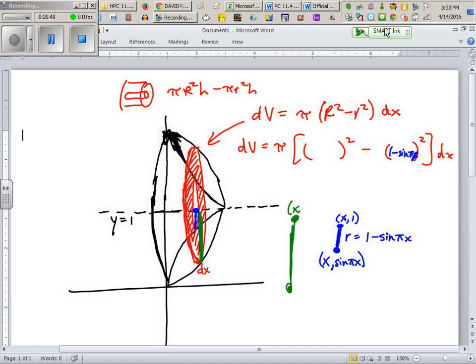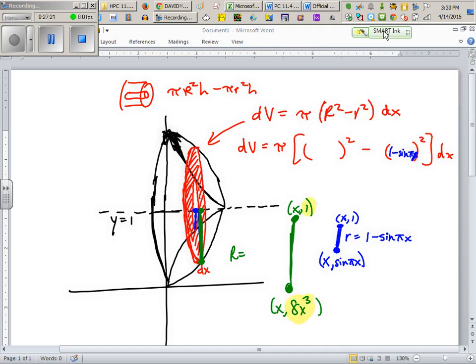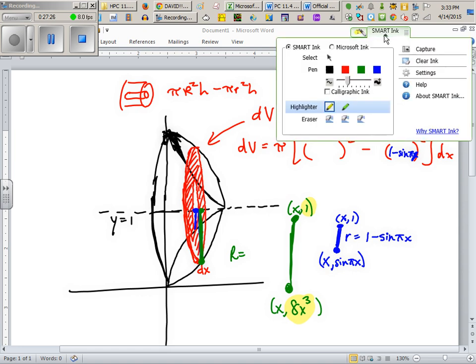This top point is again x1. The bottom point is not x sine pi x. It's x, what? Yes, it's that other function. So how long is this segment? Capital R. Subtract the y's to find a vertical length. What are the two y values that I'm going to subtract here? 1 minus 8x cubed. That is the length of that segment.